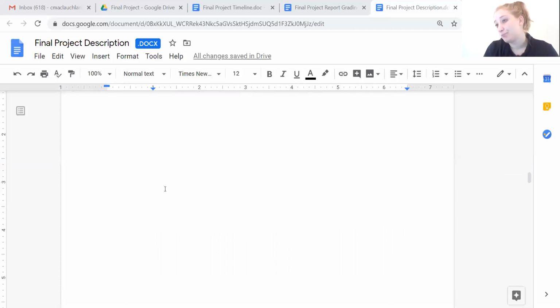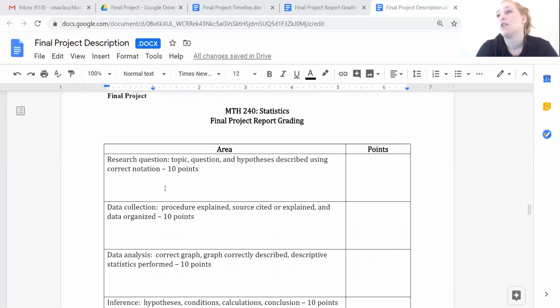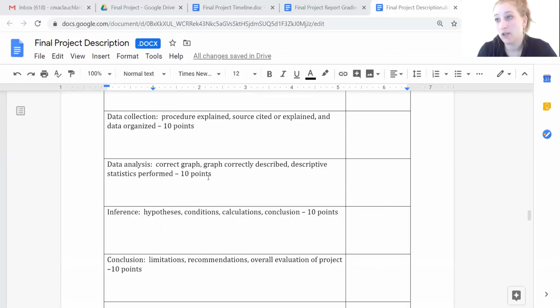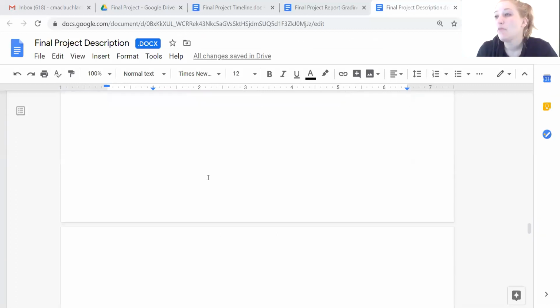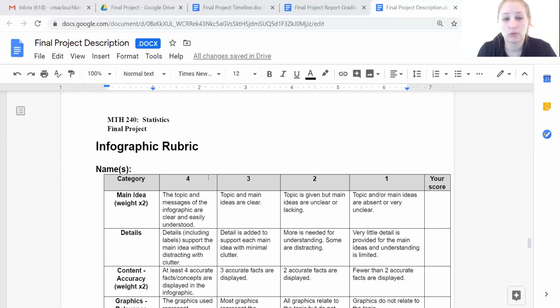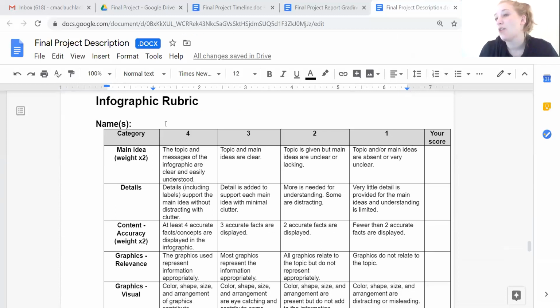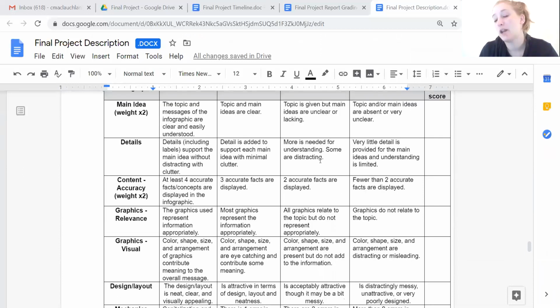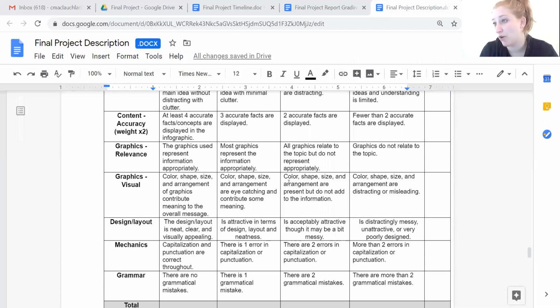Okay. So let's talk about grading. There's a couple different pieces to this project. You are going to be graded by me on your report, okay? And if you need to submit a rough draft, we can work with that as well. And then this is how you're going to be graded on your infographic. And I have a couple of examples of the infographic as well.